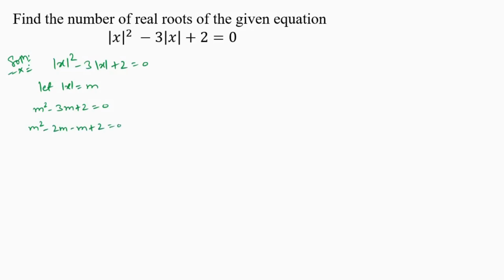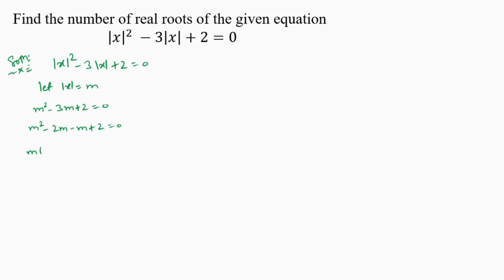Today we have to find the number of real roots of the given equation. So we are given |x|² - 3|x| + 2 = 0. Let |x| = m, then our equation will become m² - 3m + 2 = 0. We can write this equation as m² - 2m - m + 2 = 0.